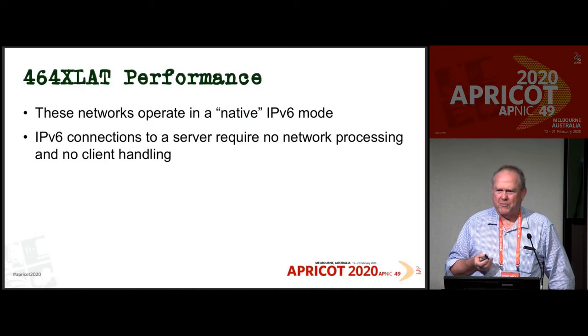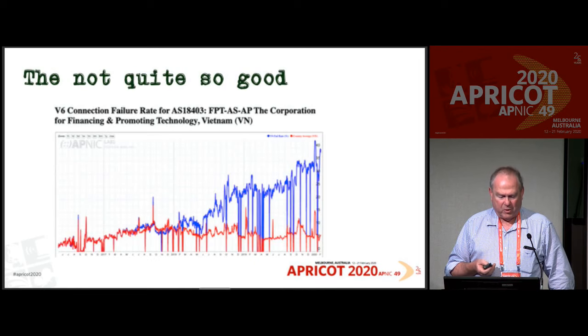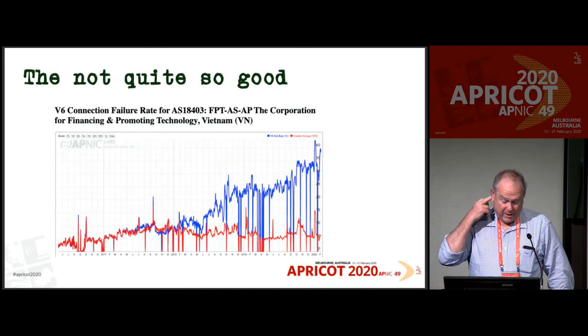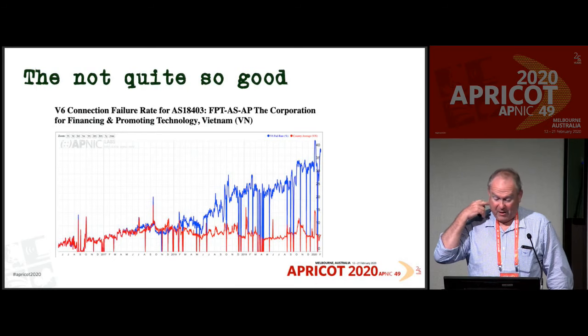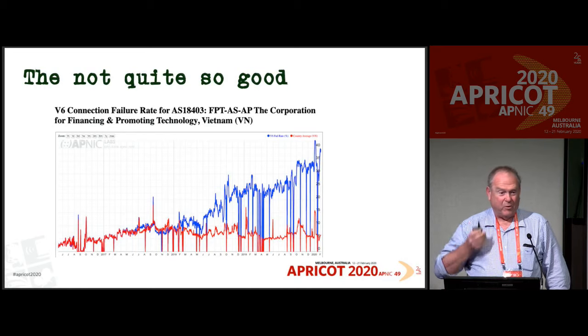Those two networks are 464XLATs. They're native V6. They'll always work. Here's one that's actually been bad for some time in Vietnam. The failure rate is kicking around 30 to 40%. And that's kind of tough. You really wonder, they'd actually be better turning it off at this point and understanding what's going on.